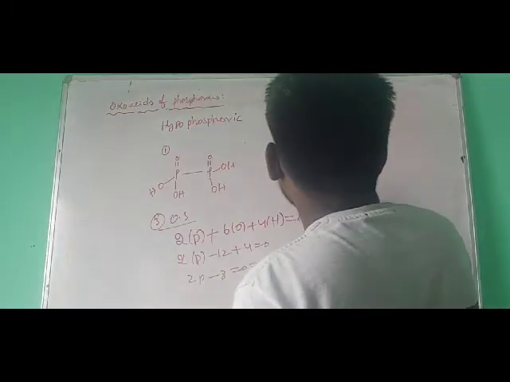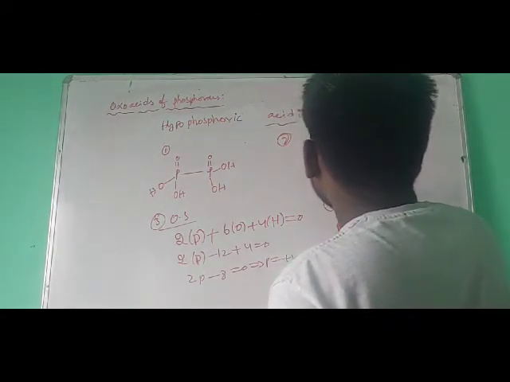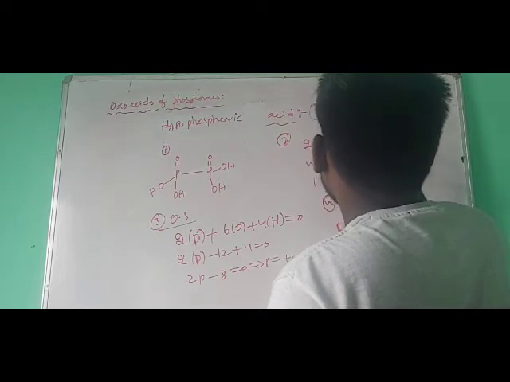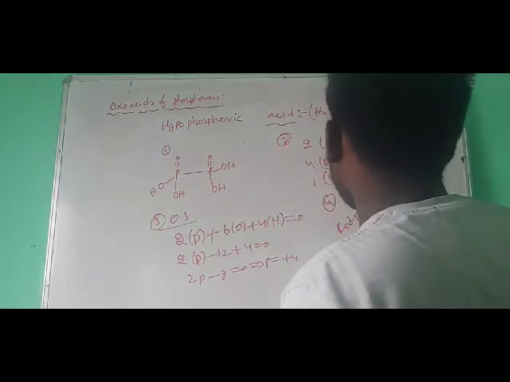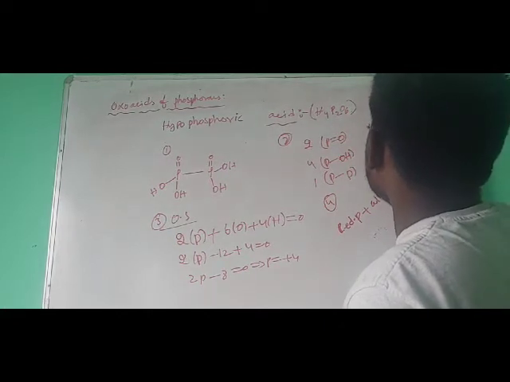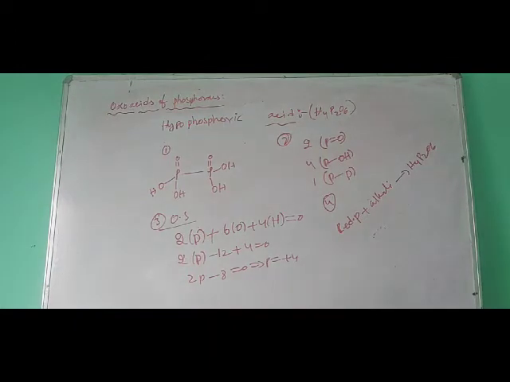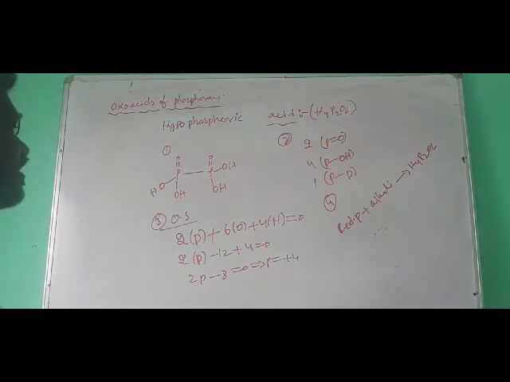And the next one, fourth one, this one is prepared when red phosphorus is treated with alkali base. When red phosphorus is treated with alkali base, we can get this H4P2O6, that is hypophosphoric acid. Alkali means here we can take either KOH or NaOH.